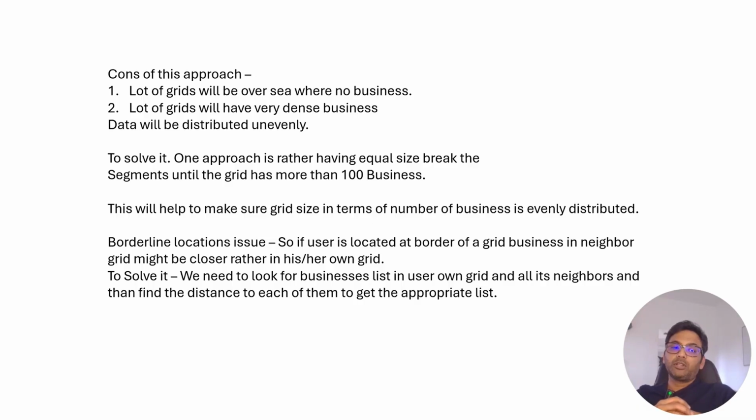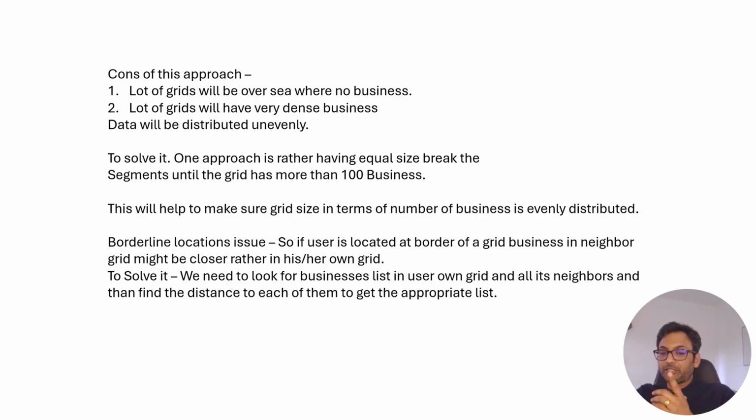To solve this problem, rather than breaking the segments into equal sizes, we can put a check there: split or break a segment only if the number of businesses is more than a particular number. In this example on the slide, I took 100. So if my segment has more than 100 businesses, I will further split it into 4 more segments. And once I reach the limit, or I have less than 100, I will just use it as my final segment. In this way, the data will be evenly distributed.